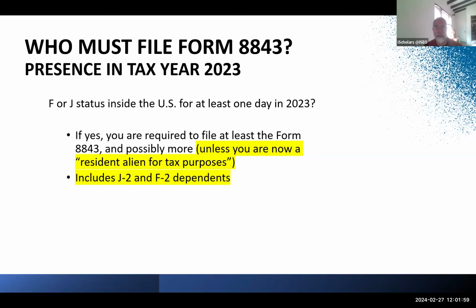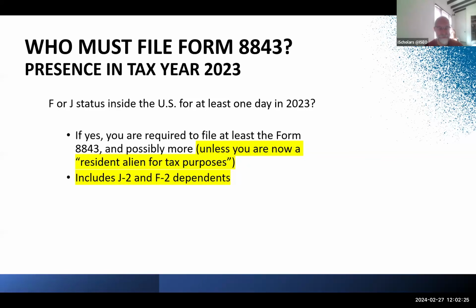This also is required if you are a non-resident alien for federal tax purposes. If, however, you have become a resident alien for federal tax purposes, then you do not need to complete this Form 8843 anymore. Instead, you would file your tax return as any U.S. citizen or permanent resident would file.